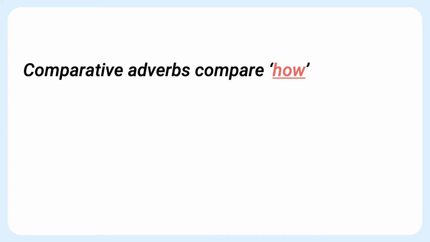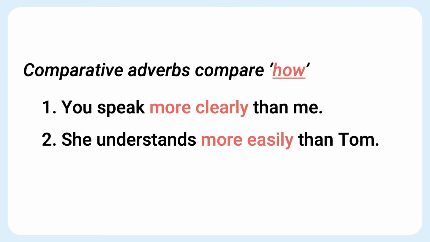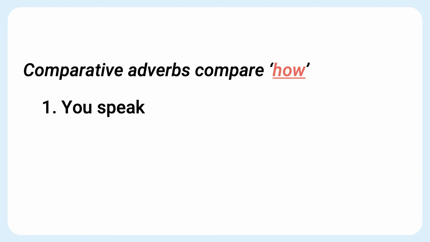Well, comparative adverbs compare how. Look at number 1. You speak more clearly than me. Look at number 2. She understands more easily than Tom. What about number 3? He writes more quickly than Joe. Okay, let's look at number 1 again. So you speak clearly, that's the adverb. You speak more clearly, that's the comparative adverb.